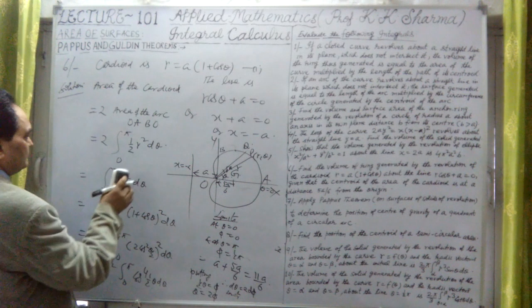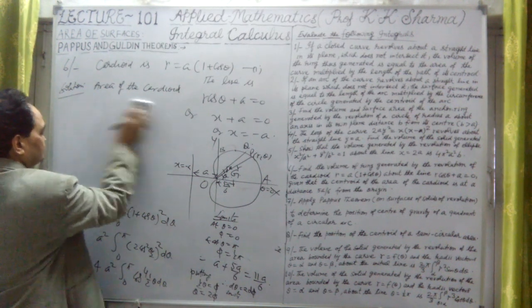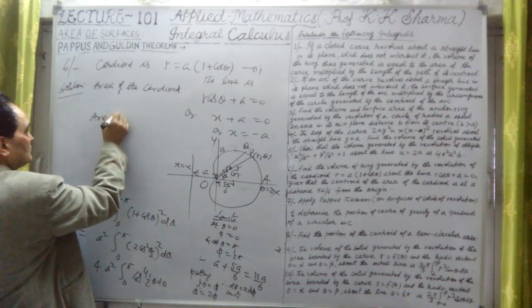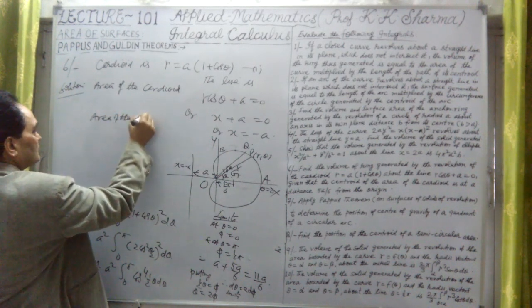Let me substitute these limits here. So therefore, we are calculating the area of the cardioid.